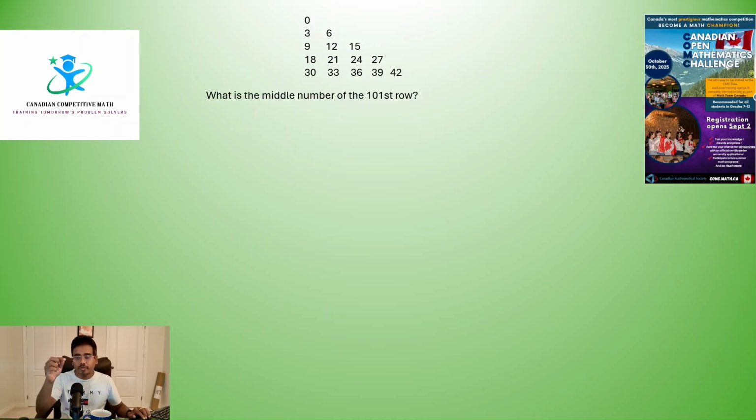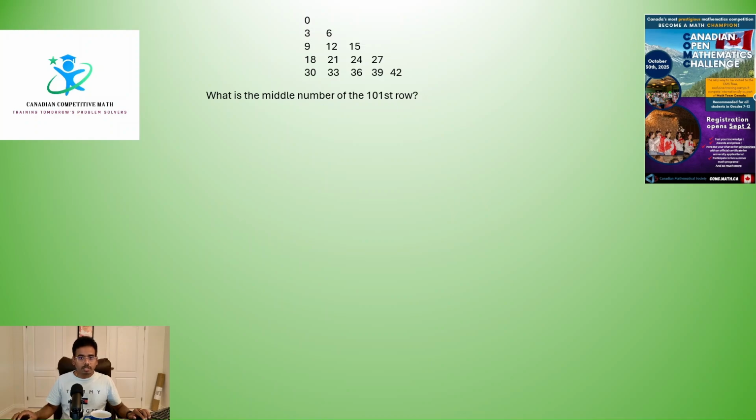You take the 101st row. If we keep adding rows like this, derive the 101st row, and find the middle number of that 101st row. This looks a bit complicated, but as I'm going to explain a little later, it is not as complicated as it looks. So why don't you just pause this video and try to solve this for yourselves. I will give you 5 minutes.